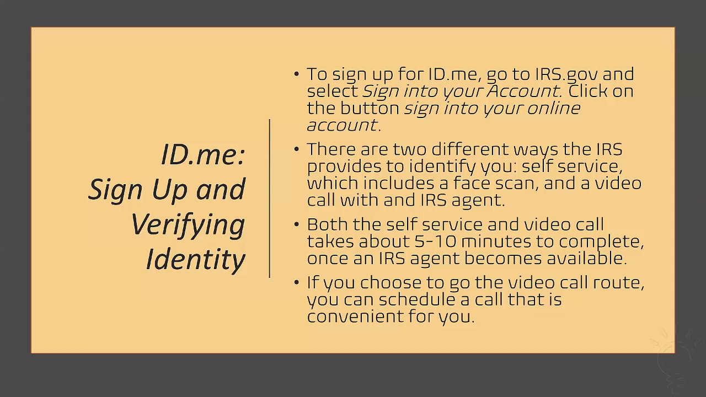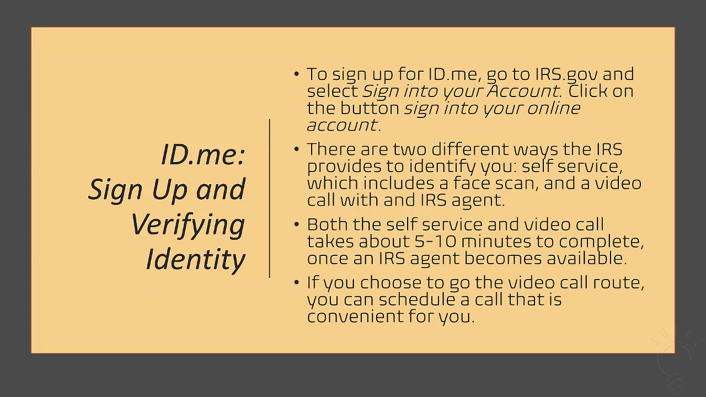To sign up for ID.me, you just go to irs.gov and they'll have a button that says sign into your account. Once you click on that, there'll be another button that says sign into your account online. It'll say sign in with ID.me or create new account, and you'll choose create new account. Signing up for ID.me is pretty straightforward. It's no different than most signing up processes, except there is a verify identity step from the IRS.